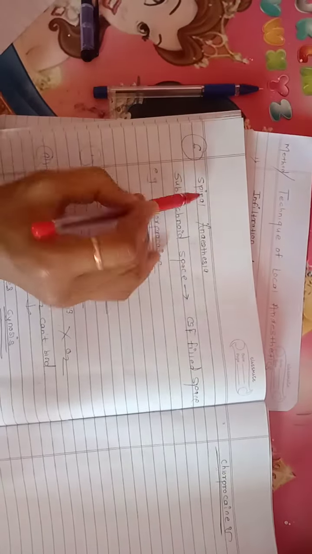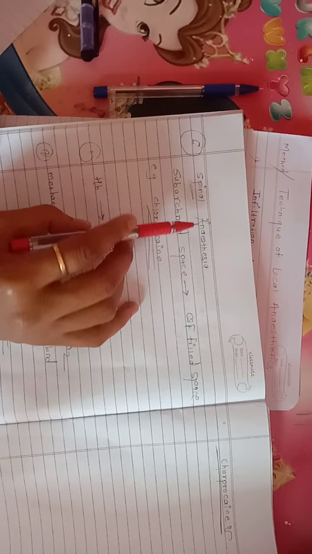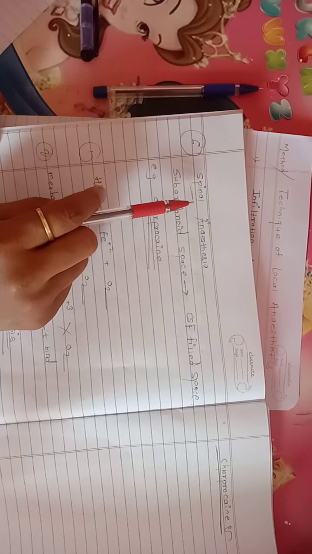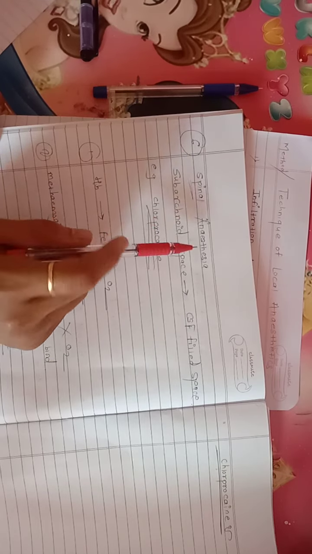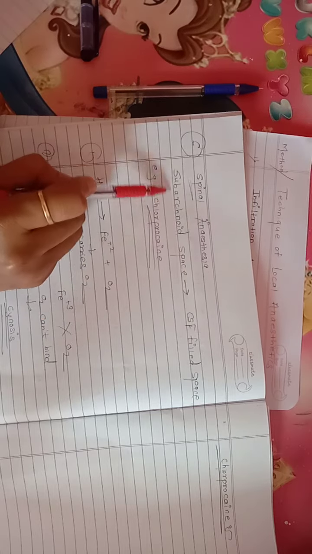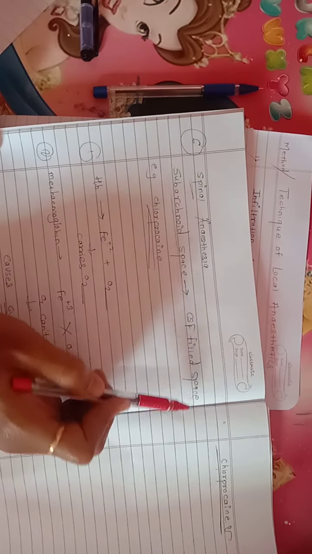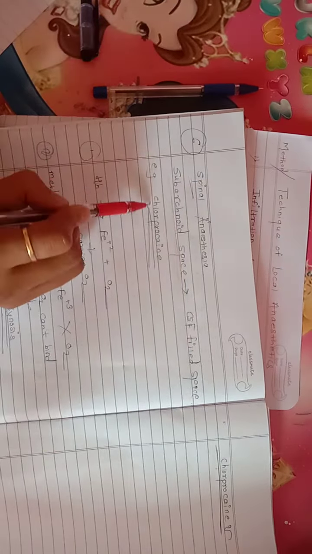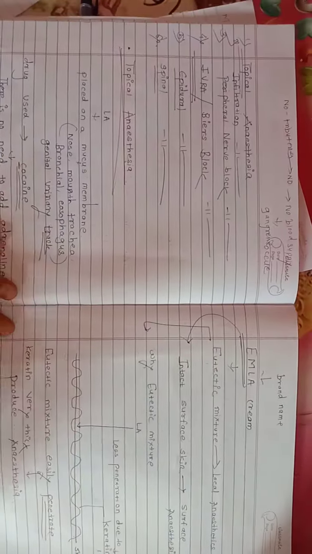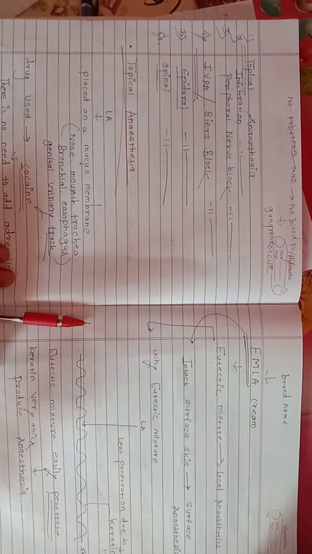Then next one is spinal anesthesia. According to the name, in spinal anesthesia we inject local anesthetic into the subarachnoid space. Subarachnoid space is the cerebrospinal fluid space. An example is chloroprocaine. This is about the methods and techniques of local anesthetic. Once again, we will repeat all these methods and techniques.